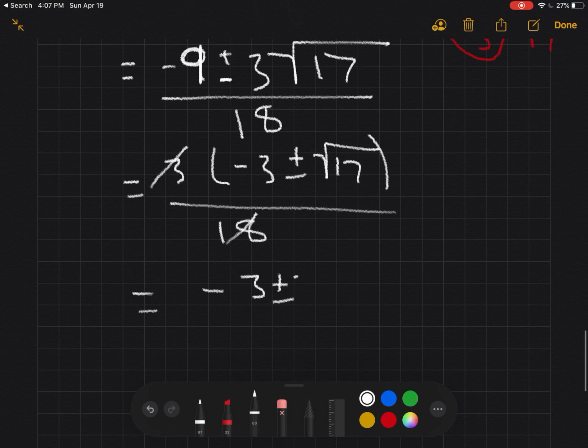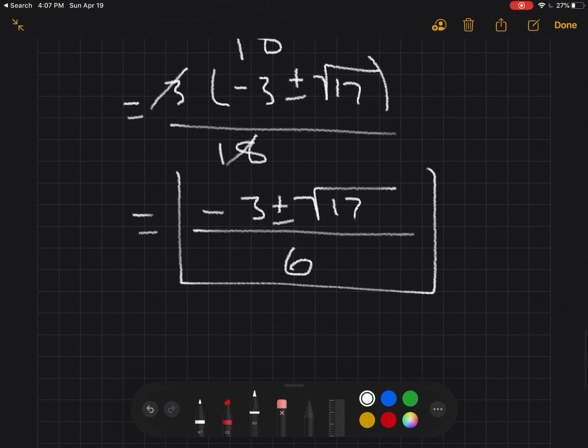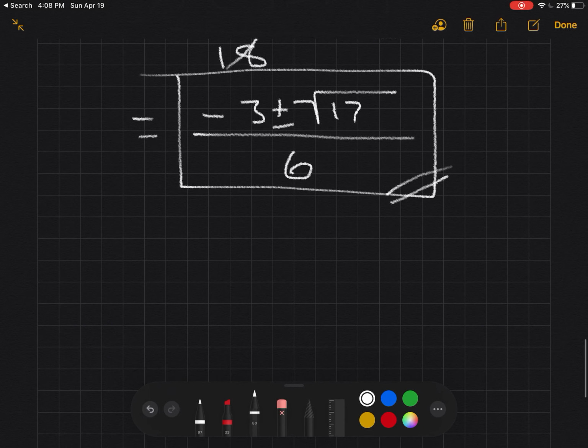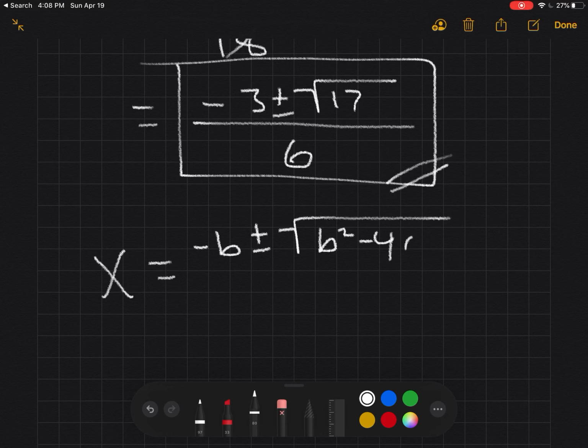All right. And now I can simplify a little bit further by taking out the GCF. And I have negative 3 plus or minus the square root of 17 all over 6. And that would be my final answer.